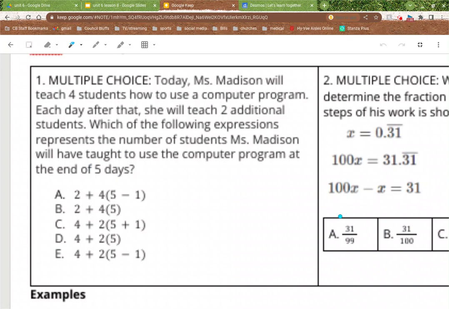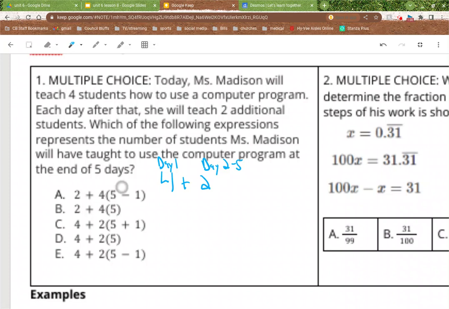So she's teaching 4 students today. And then after the first day, she's teaching 2 students a day, for a total of 5 days. So this is day 1. Okay. And then from the second day on, from day 2 to day 5, she's teaching 2 students a day.